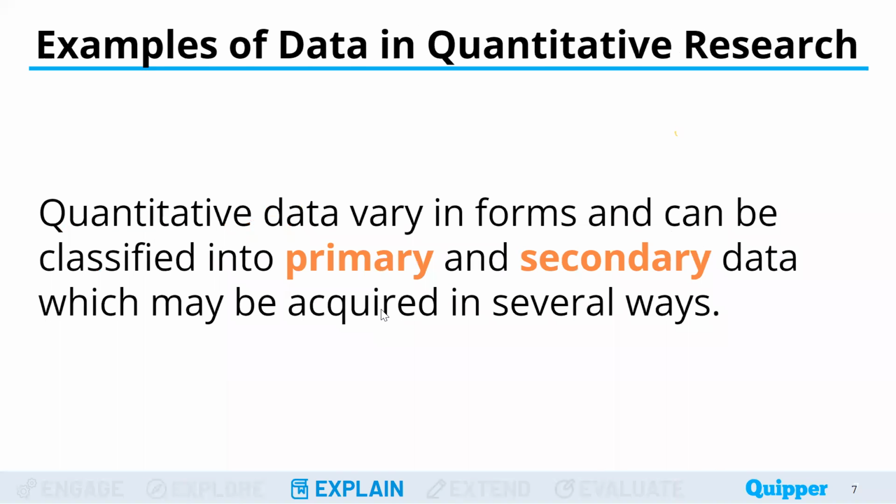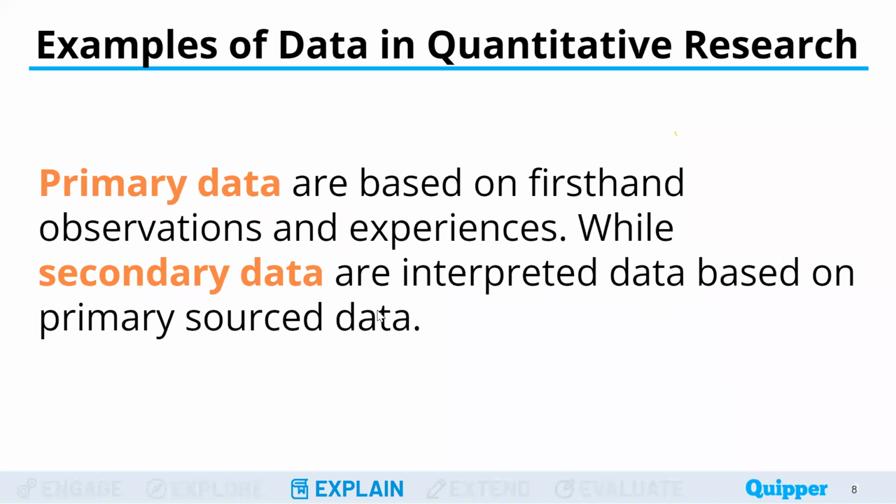Okay, so examples of data in quantitative research. So, 'di ba merong qualitative research? So, iba rin yung mga examples ng data na kailangan doon or data na ine-expect natin. Sa quantitative din, meron ding iba't ibang klase ng data. So, quantitative data vary in forms and can be classified into primary and secondary data which may be acquired in several ways. So, meron na ba kayong idea, no, kung ano ba yung mga primary and secondary data? Okay, so when we say primary data are based on first-hand observations and experiences, while secondary data are interpreted data based on primary source data.